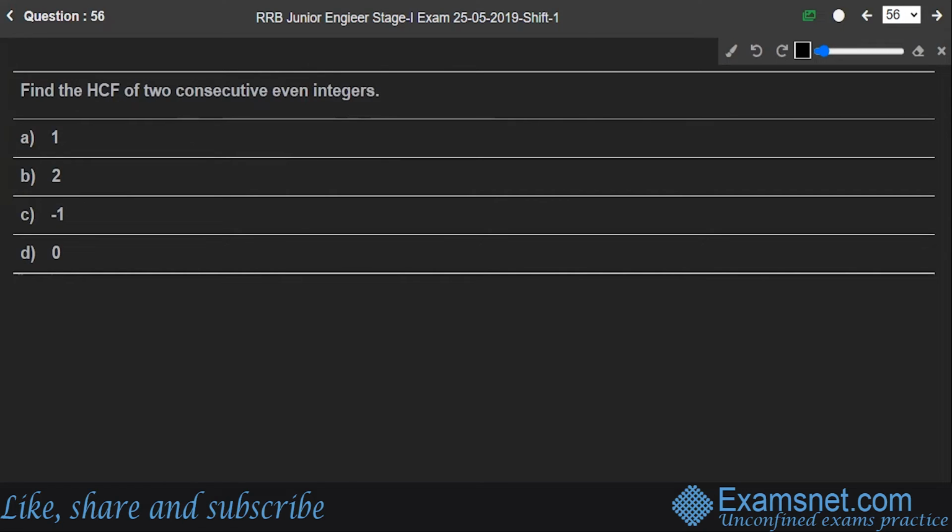Let's see. For example, let's take any 2 consecutive, just any 2. Let's take 98 and 100. So if I write the factors of 98, this is 2 into 7 into 7, and 100 is equal to 2 into 2 into 5 into 5. So what is the highest common factor? 2.